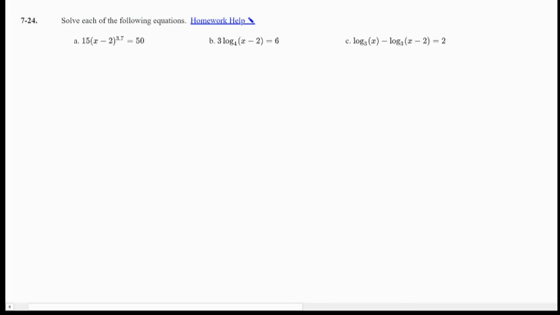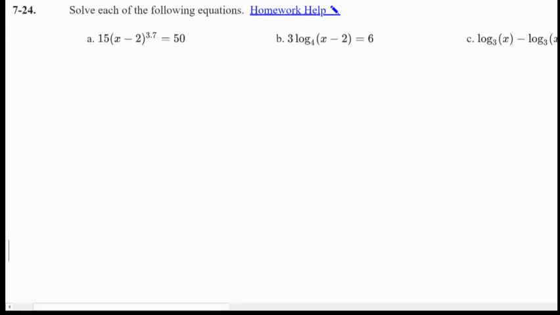Here we have to solve each of the following equations. And at first glance, this first one looks ugly. No one wants to deal with an exponent of 3.7, but I guess here we are. So first thing I want to do is isolate this exponent, or the thing being raised to a power. So I'm going to divide both sides by 15. 50 over 15 also simplifies here to 10/3.